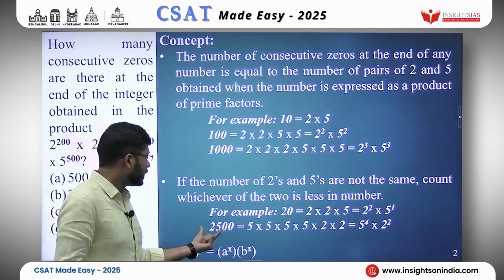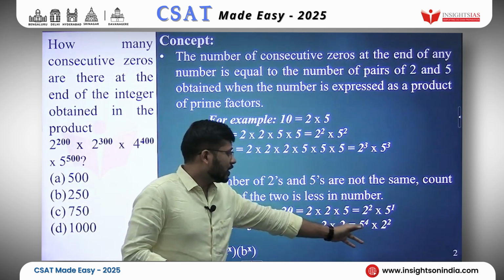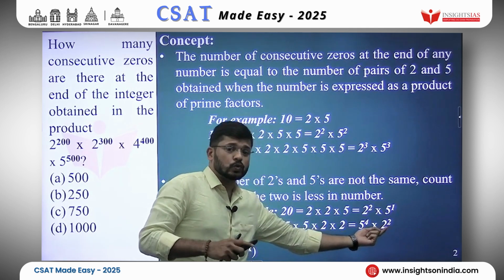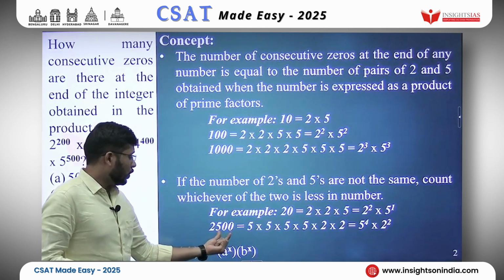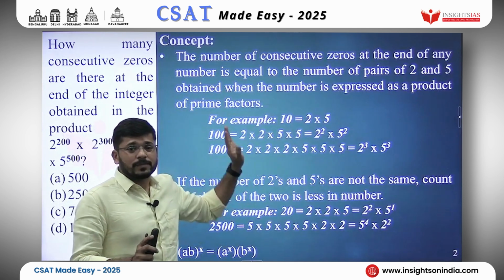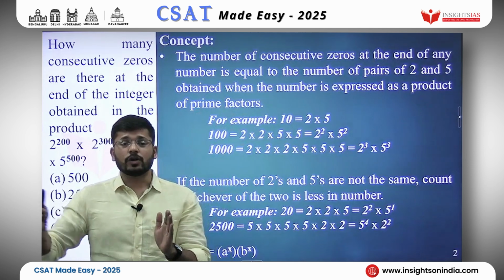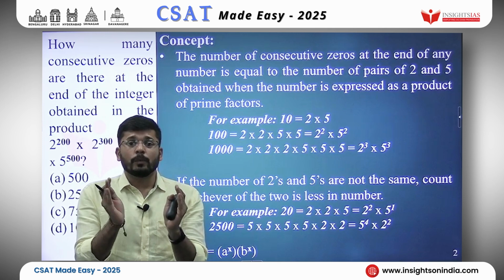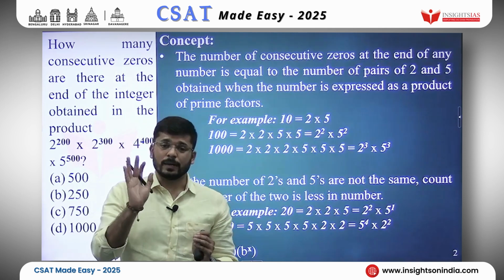Let's look at another example. 2500 can be expressed as 5 raised to 4 and 2 square. There are 4 5's and only 2 2's. So how many pairs of 2 and 5 do you get? Only 2 pairs. So there are only 2 zeros at the end of 2500. The concept is simple. When you express a number as a product of its prime factors, however many pairs of 2 and 5 you get, that many zeros will be there at the end of that number.